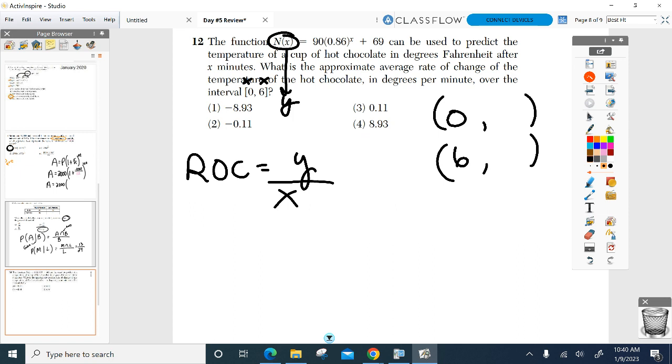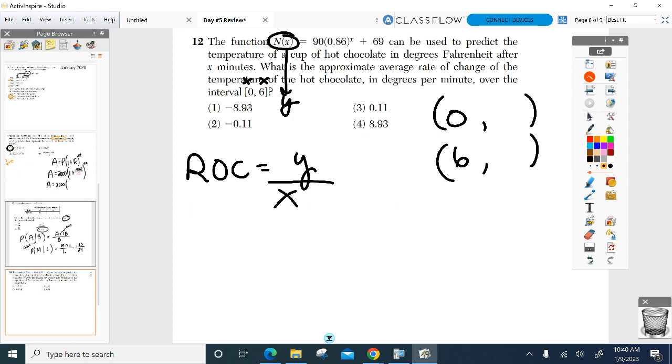In degrees per minute over the interval 0 to 6. So they're giving me the minutes, which is x. They're telling you over minutes from 0 to 6, so these are 0 minutes, 6 minutes, and what represents minutes? X. So that's how I know it's on the x's.